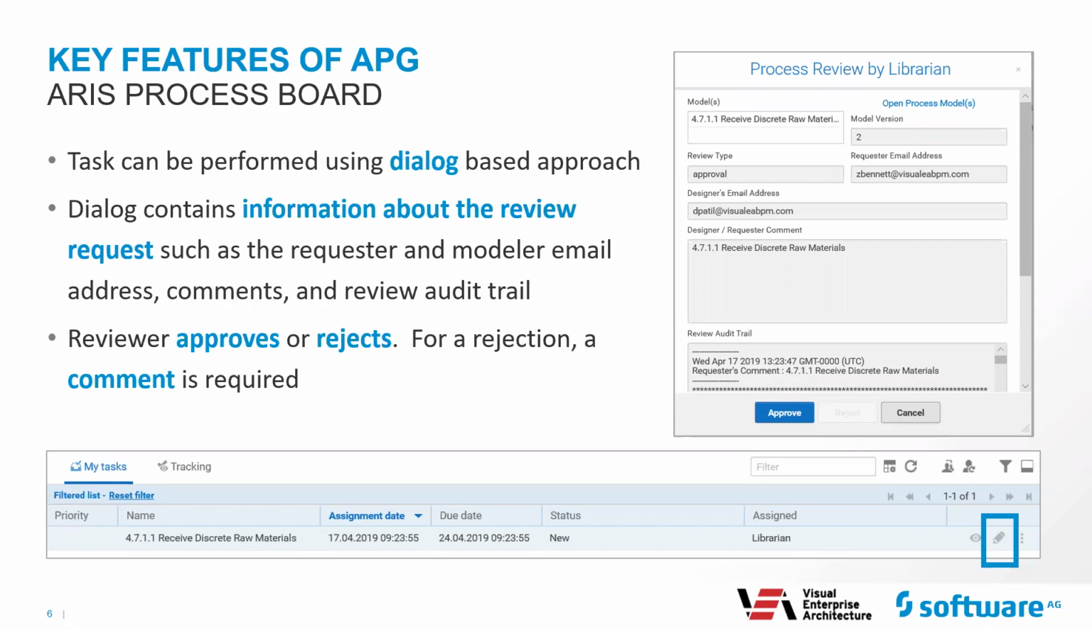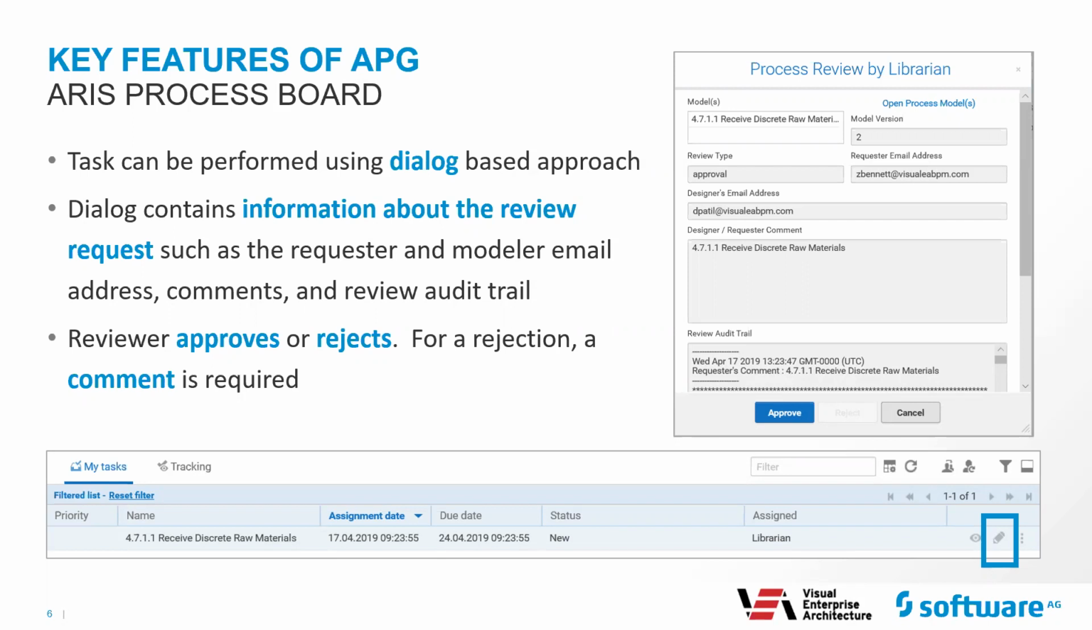We see information about the designer or the modeler. And if the designer provided some type of comment when they kicked off the process, we would see that comment. And we also see the beginnings of the audit trail. Okay, so each of the actions in the ARIS Process Governance, the RCM process, is logged in the review audit trail.